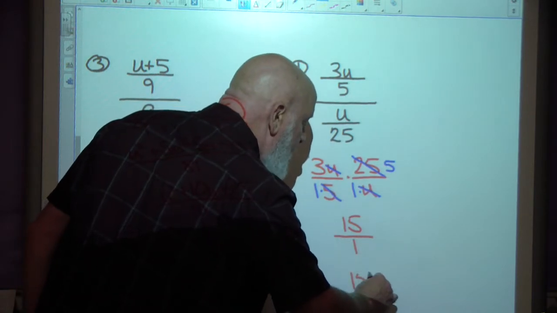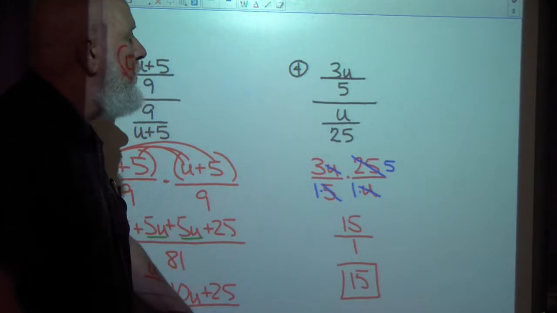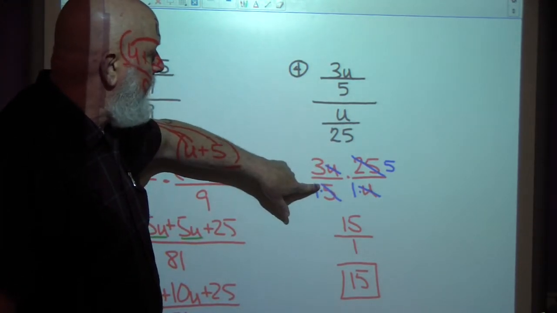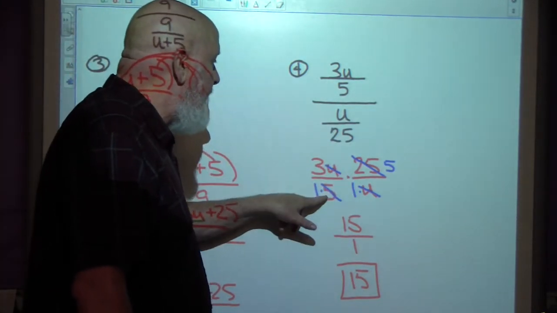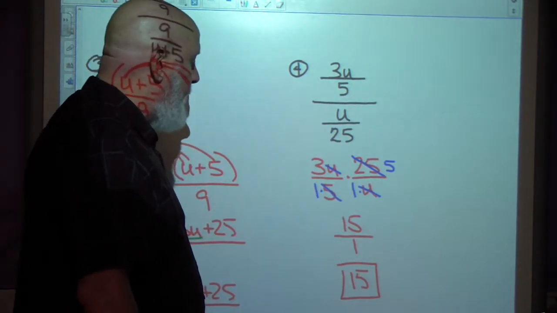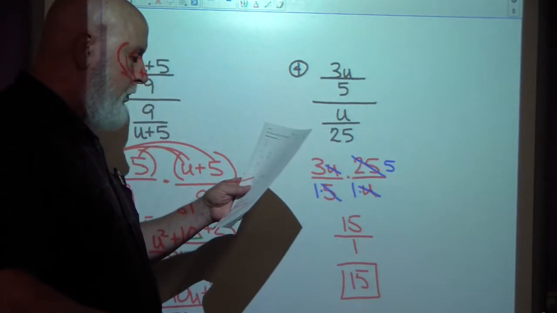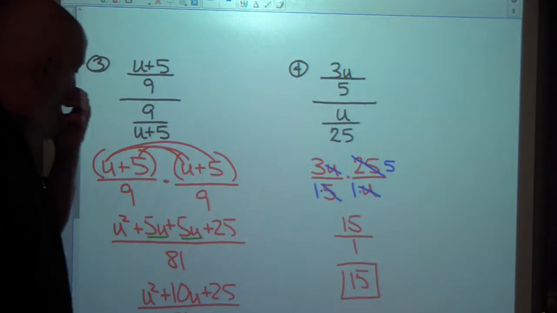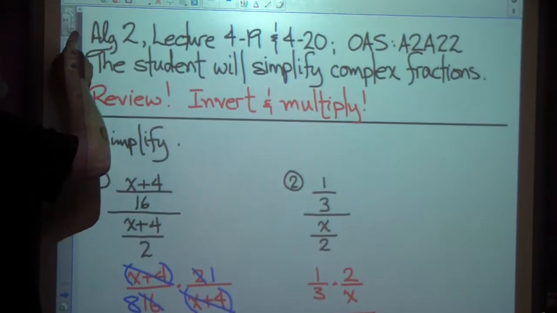So if I haven't messed up, this just turns into 15. Let's see if I messed up. Let's double check it. I left that alone. I flipped this over, canceled the u's, and canceled 25 and 5. That will move 3 times 5 over 1. Yeah, 15. So yeah, let's see what the key says. 15, yay! Alright, so that's a little walk down memory lane. I just wanted to review this again for you.